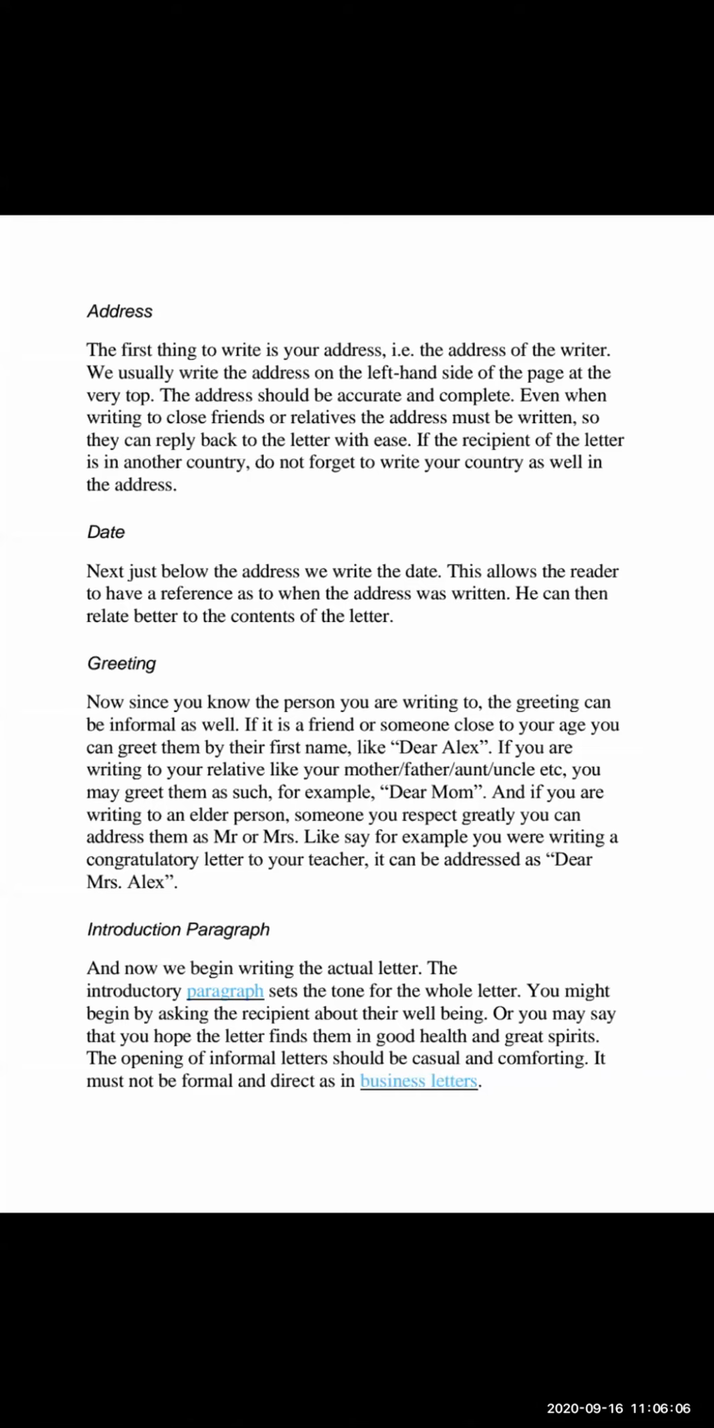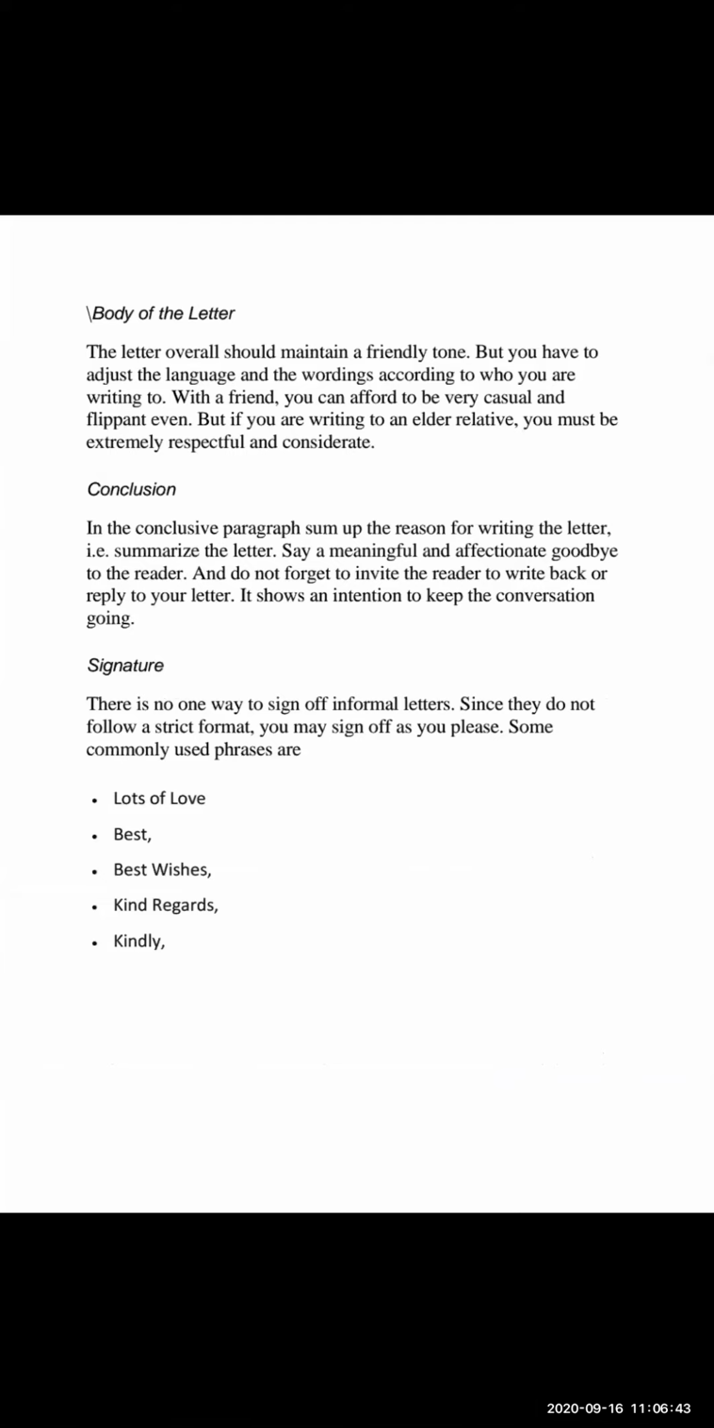Then the body of the letter. The letter overall should maintain a friendly tone because it is an informal, friendly letter. But you have to adjust the language and the wording according to who you are writing to. With your friend you can afford to use very casual and flippant language. But if you are writing to your elder relatives, you must use extremely respectful and considerate language. So this is the body of the letter.